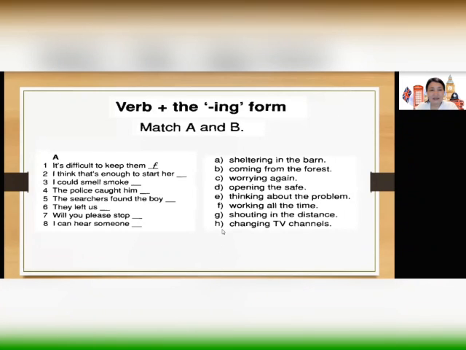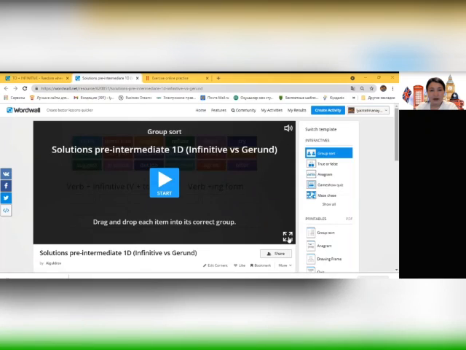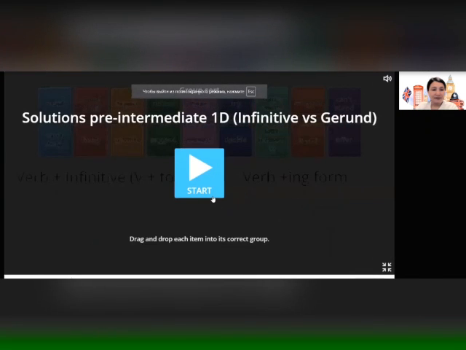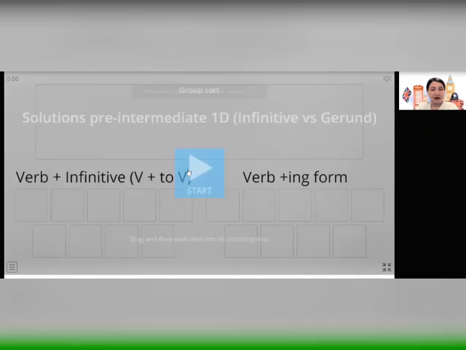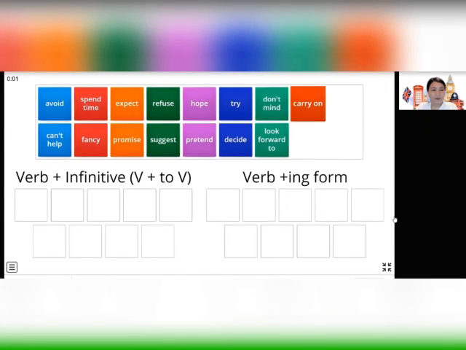Now, the next task is verb plus infinitive or -ing form. You have to match A and B. For example, it's difficult to keep them working all the time. Let's have some practice. It is from Wordwall.